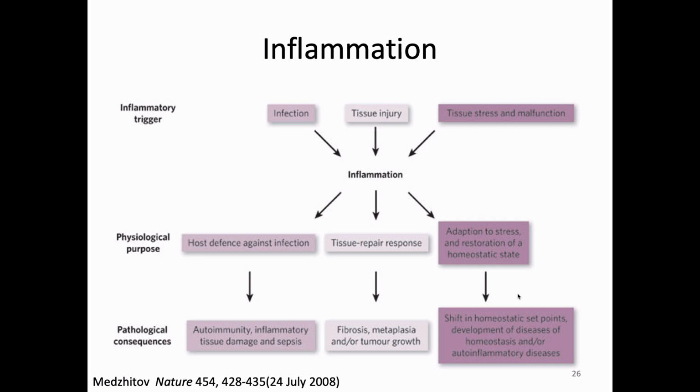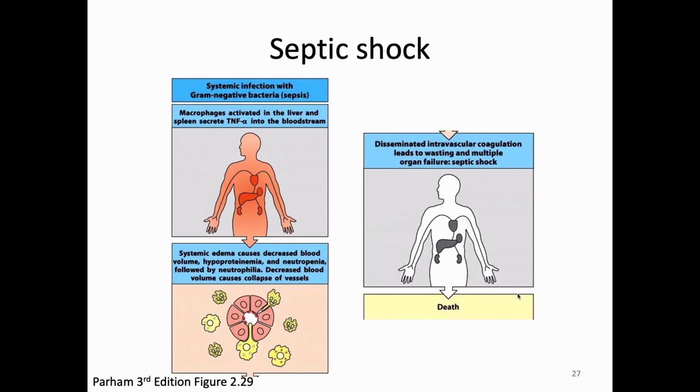If we have inflammation in a way that is not regulated, so too much, or in the wrong place, or too long of a period of time, then it goes really bad. And that can lead to autoimmunity, tissue damage, sepsis, fibrosis, tumor growth, lots of different types of diseases, all sorts of bad news. And so I just want to show you a couple of examples of this process. The most famous one is something called septic shock.